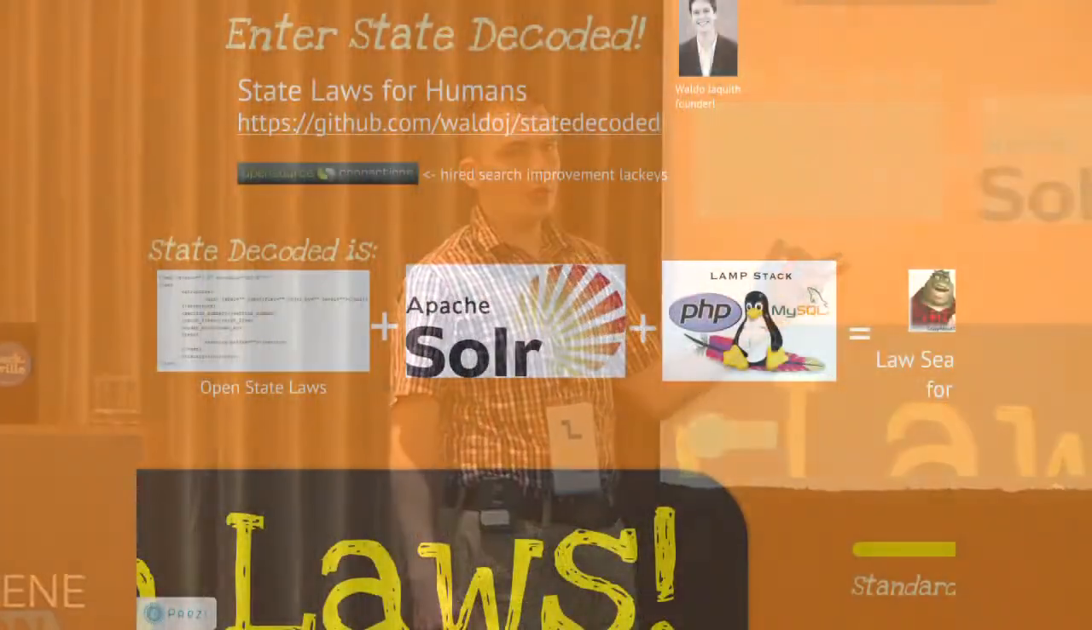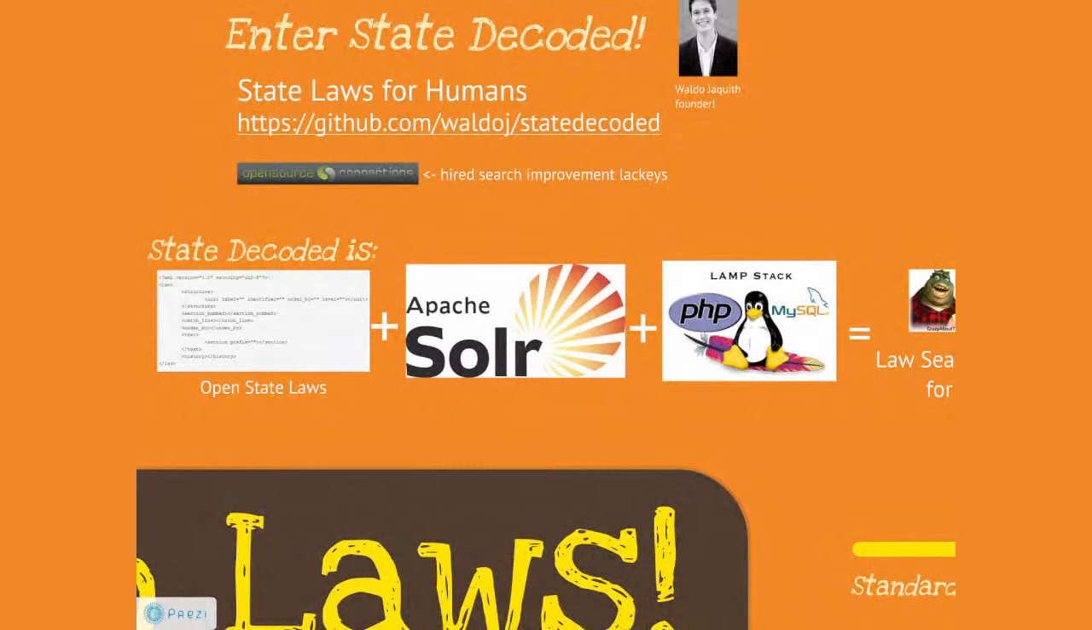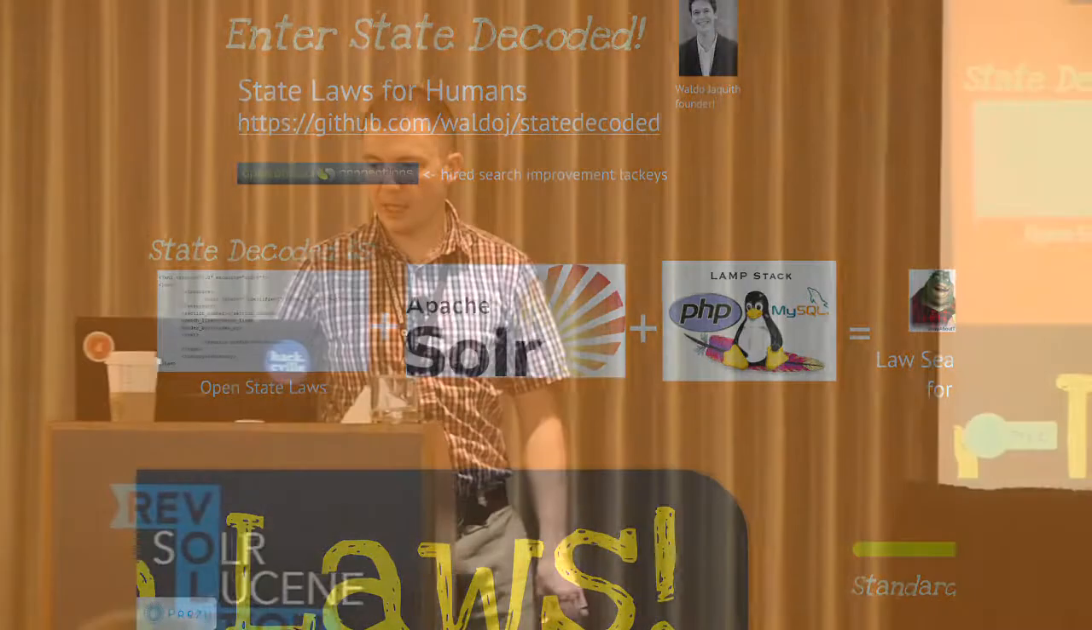What the application looks like is we've got open state laws. We've got some dump that the state was nice enough to provide us. It's not really the same as providing a search engine online for laws, because how do you crawl a search engine that the state provides? We combine it with Apache Solr and the application written in a LAMP stack, and we get law search and discovery for everybody.